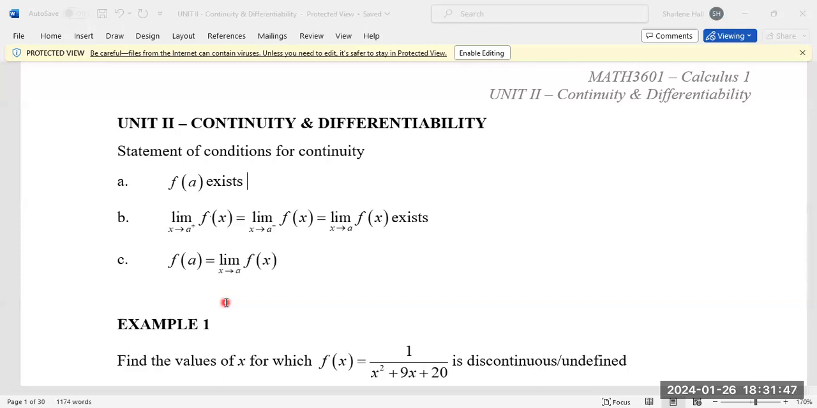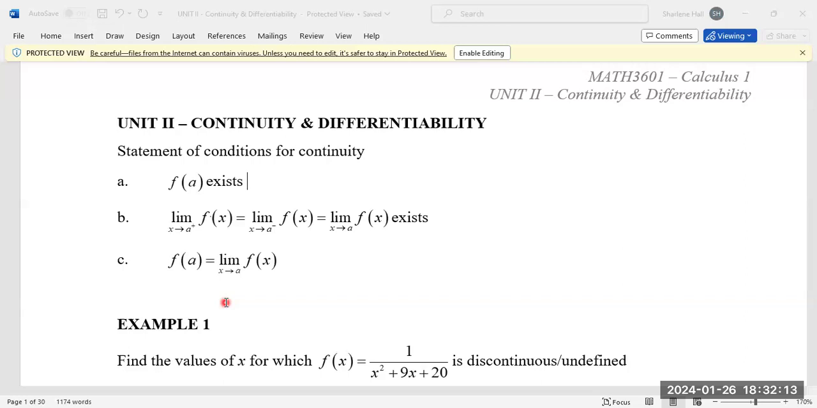will be f of a exists, then the limit of the function to the right must be equal to the limit of the function to the left, and then we can see the limit of the function as x tends to a of f of x exists, and then both of them are supposed to be equal. f of a is going to be equal to the limit as x tends to a of f of x. Easy, 1, 2, 3.